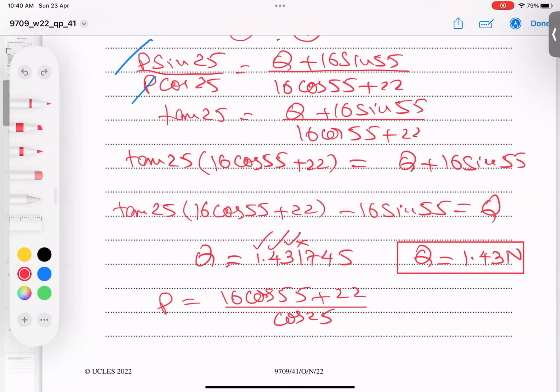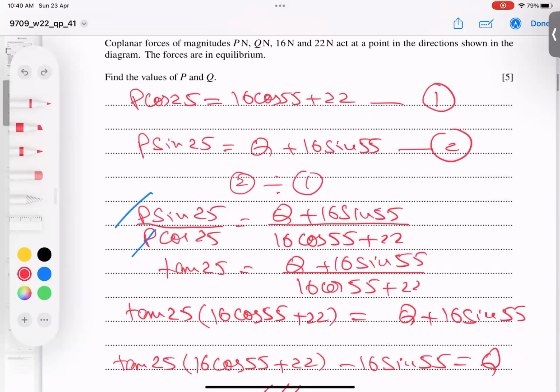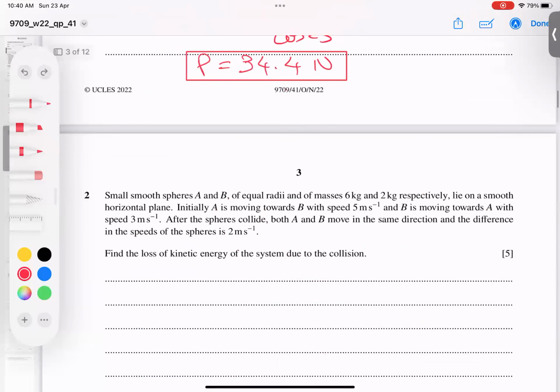Okay. So I type in calculator, I get P equal to 34.400. So 3 SF is naturally 34.4 newtons. I hope the point is very clear. If you don't want to divide this whole thing, you can first divide down, get a P, and put it here and get the answer. So I just taught you two ways.